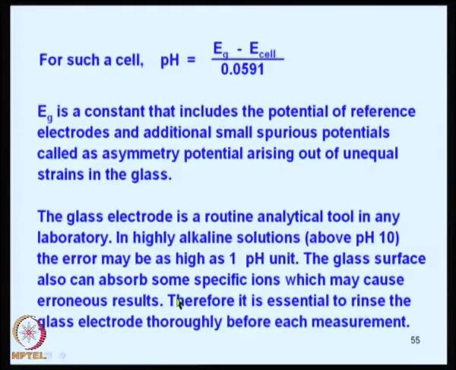So, since the glass surface can absorb specific ions, it is essential to rinse. Once you have dipped your glass electrode in a solution, it has already set up an equilibrium, and then you want to measure the pH of another solution. Now, the glass surface has the concentration of the previous ions, that is memory. So, you have to keep on washing it a number of times until all the memory effect goes away, and then you introduce your solution.